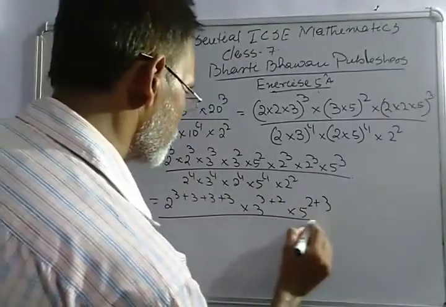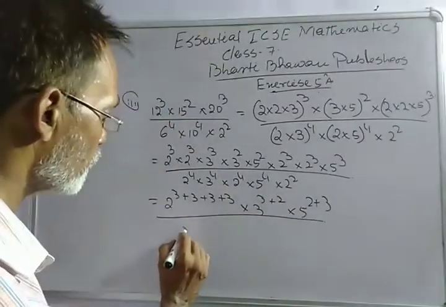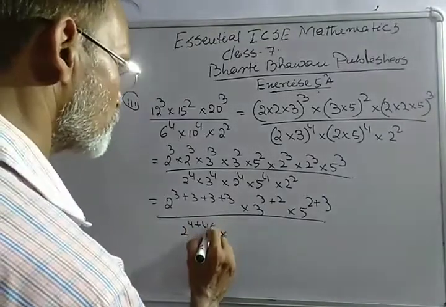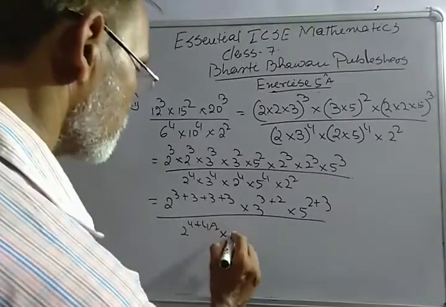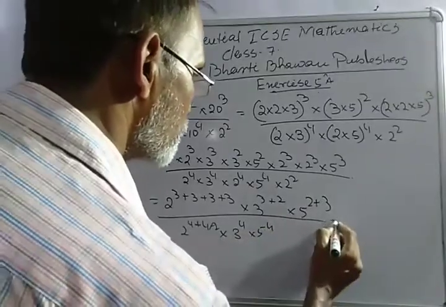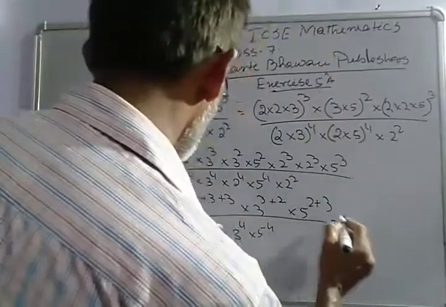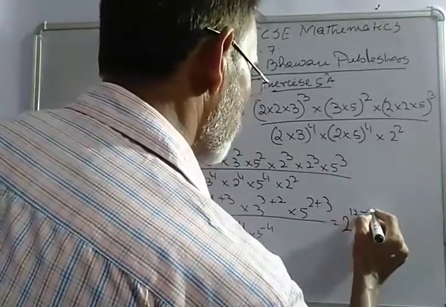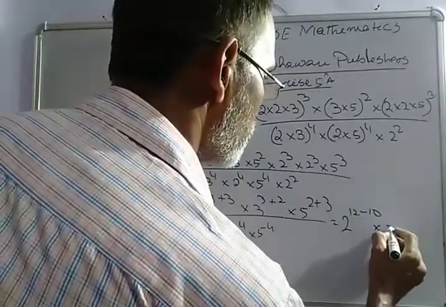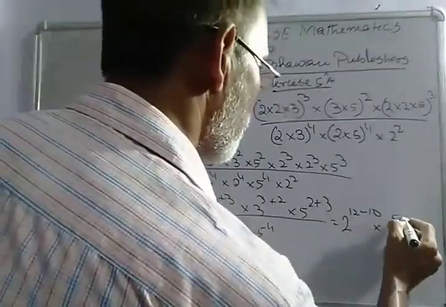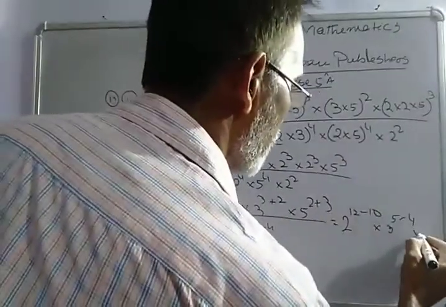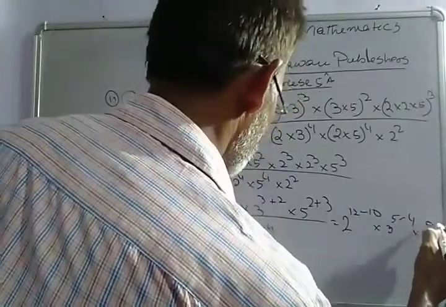by 2 to the power 4 plus 4 plus 4 plus 2. Then 3 to the power 4, and 5 to the power 4. So this is equal to 2 to the power 12 minus 10. Then 3 to the power 5 minus 4, then 5 to the power 5 minus 4.